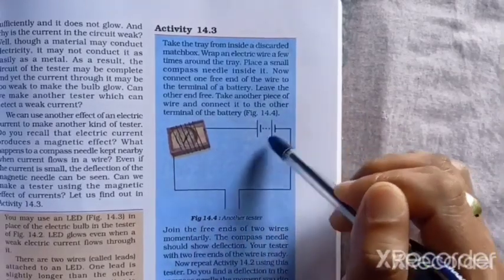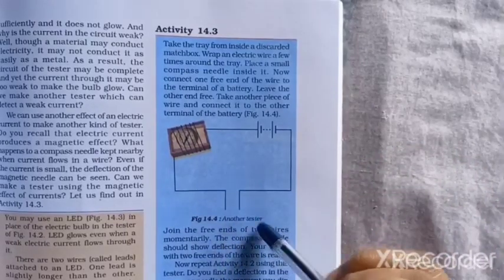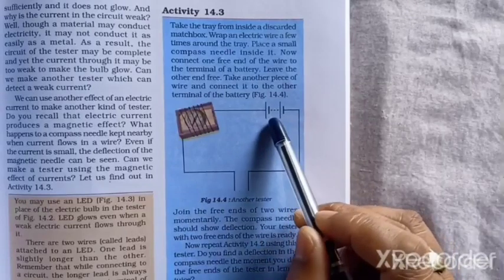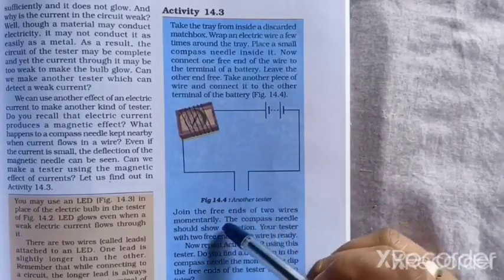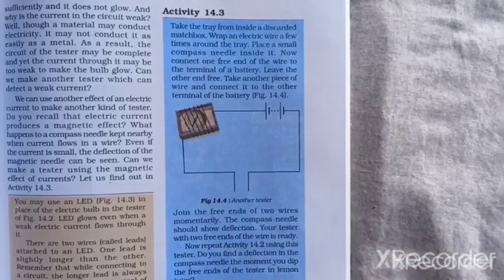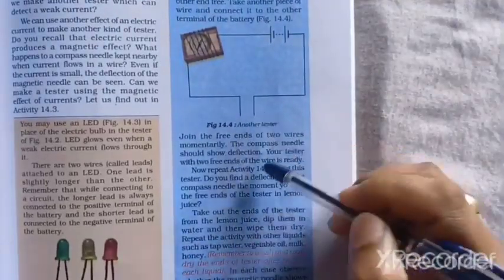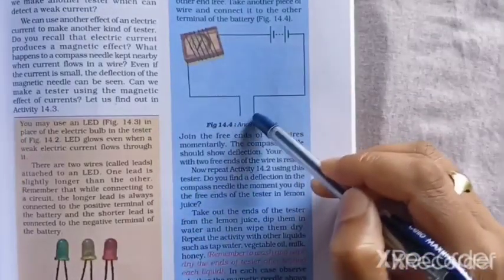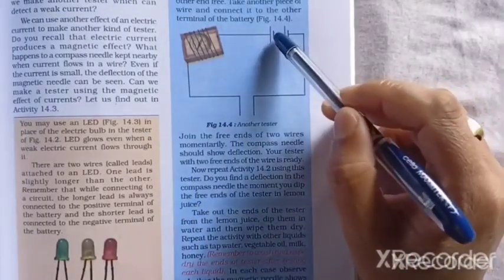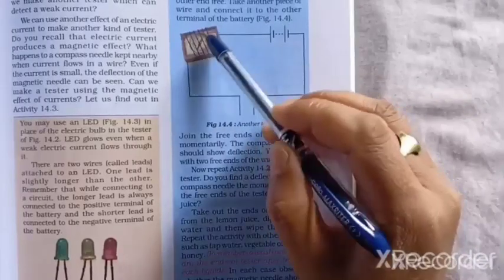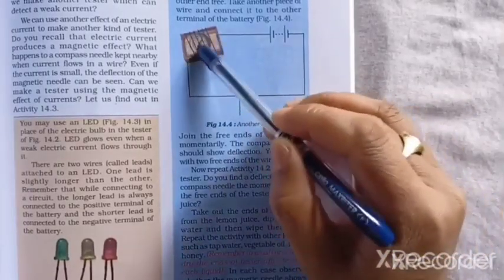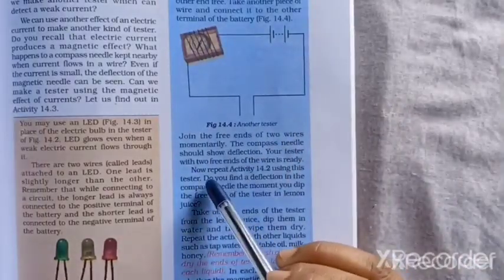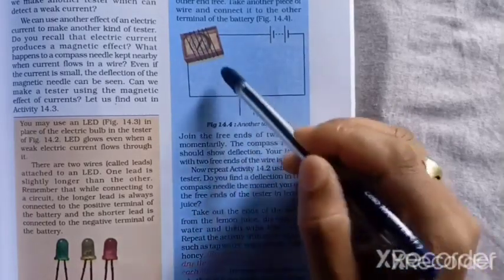Figure 14.4. Here another tester is shown. This is the connecting circuit and this is the switch. And join the free ends of the two wires. We have to join the free ends of the wire. The compass needle should show deflection when we touch this free end and when we switch this on, and at this time the compass needle will show deflection. And your tester with two free ends of the wire is ready.